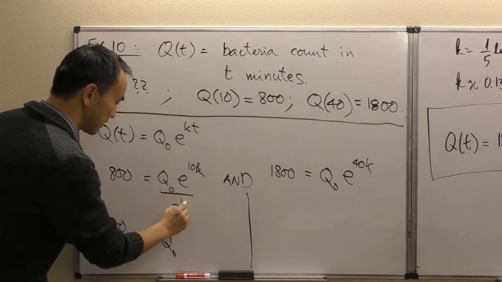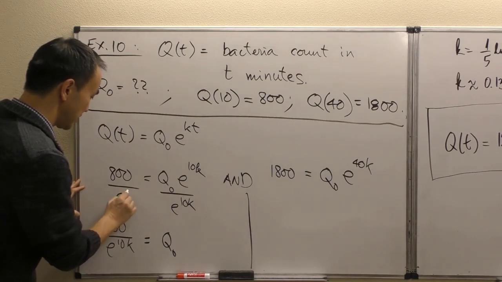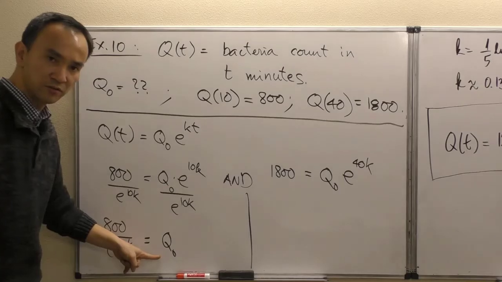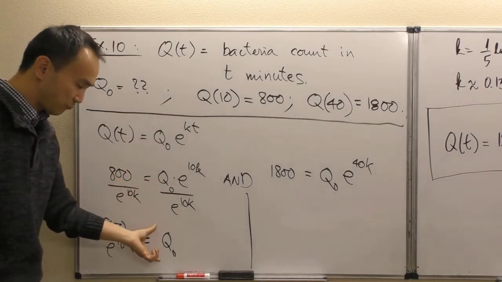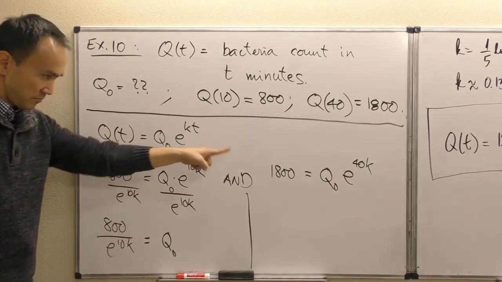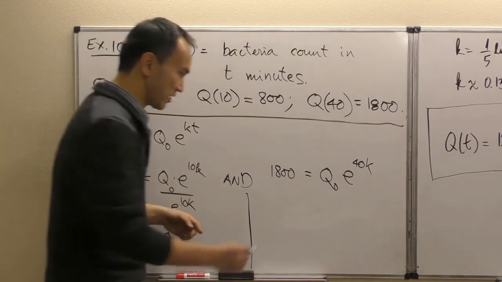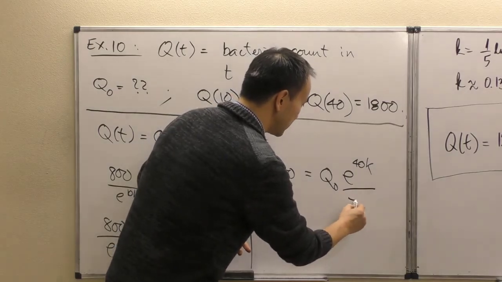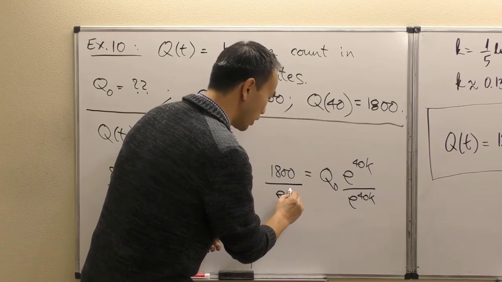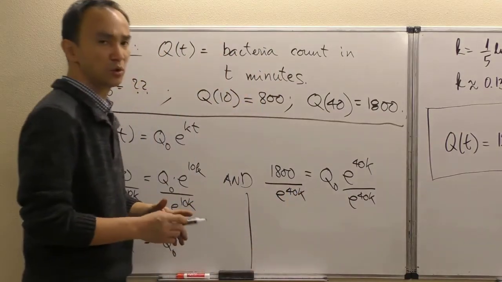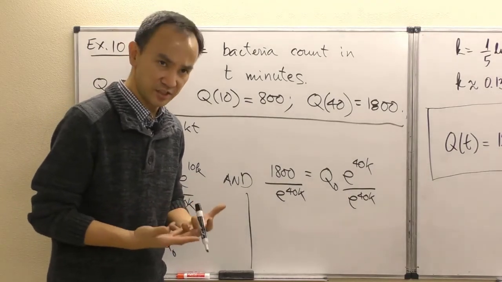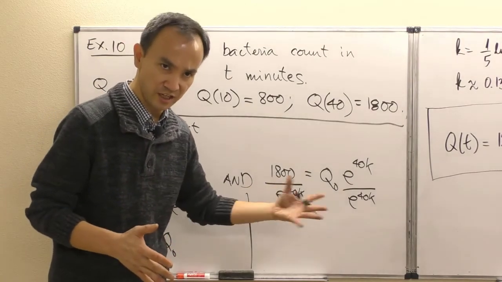I divided by e to the 10k because it's a product here. So that's how I ended up with q. From this equation, I ended up with q sub 0 equals 800 over e to the 10k. The same equation I'm going to handle the same way right here. I'm going to divide both sides by e to the 40k. And the way I'm doing it here is not the only way. Indeed, there are faster solutions as well, but I'm showing the solution that's the easiest to understand for a lot of students and people.